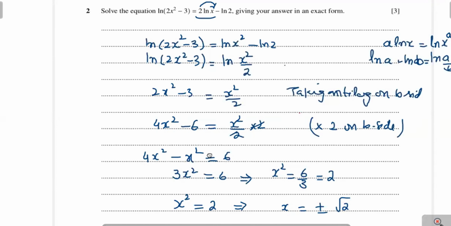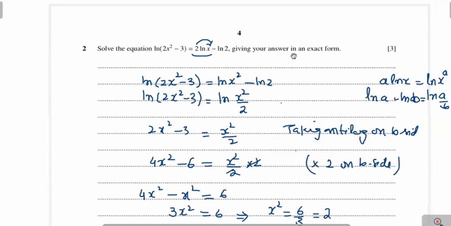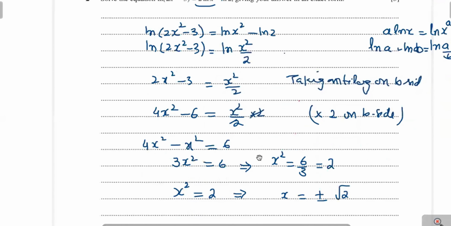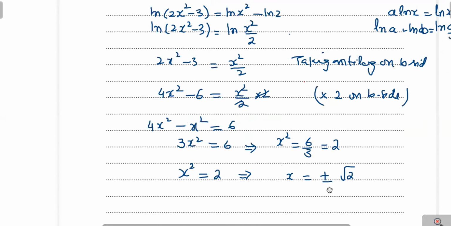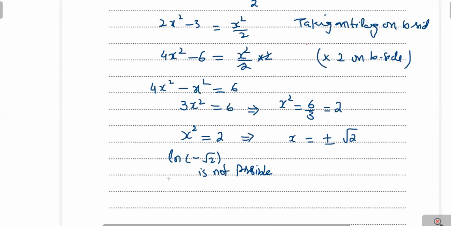Now you see here we have to find the value of x. The values of x here are plus square root of 2 and minus square root of 2, but ln of minus square root of 2 is not possible. Therefore, x equal to plus square root of 2 will be the answer.